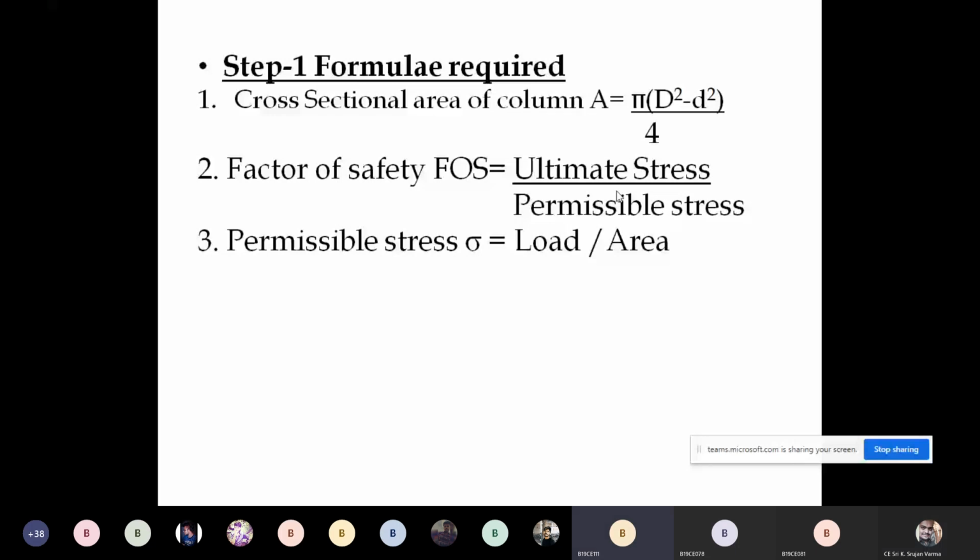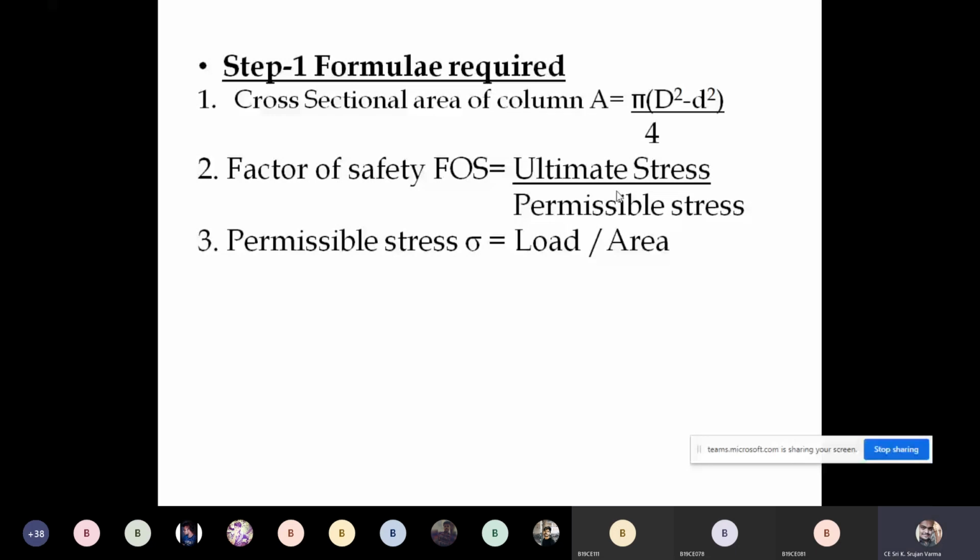Pi by 4 into d square. Circle area, pi r square, sir. What happens when the diameter is given? Pi by 4 d square. Next, 119 Ritika.